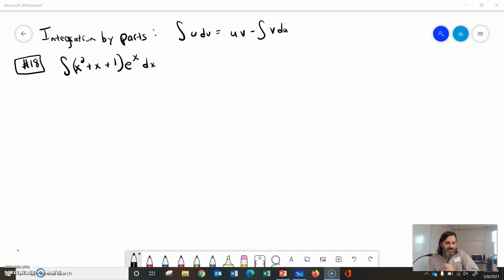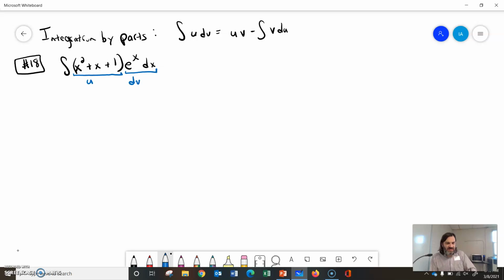Okay, we've got another integration by parts example here. It's the integral of the quantity x squared plus x plus 1, times e to the x dx. So identify some parts here. These two things are pretty much unrelated, so you could let x squared plus x plus 1 be your u, then your e to the x dx be dv.